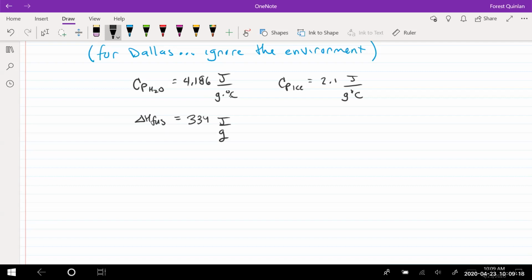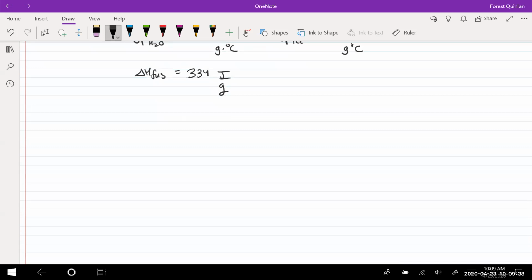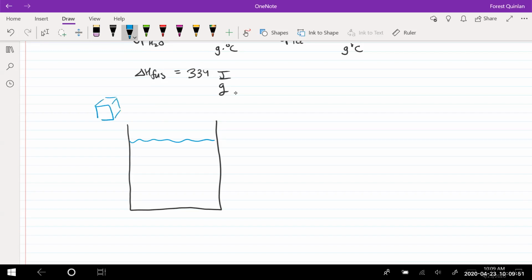Now, when I do this problem, one of the things that I want to be very careful to do is to monitor everything that I'm going to do to this system, everything that's going on. So sometimes I like to draw a picture. So here I have my glass. Put my little water in here. And I'm going to go ahead and draw myself some ice cubes. And those things are going to go in.